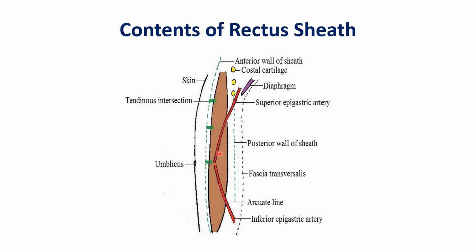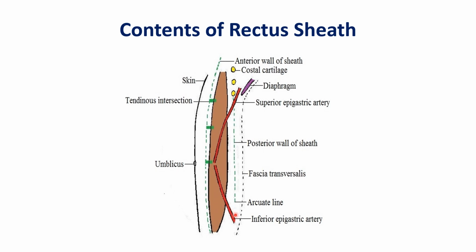Along with these superior and inferior epigastric arteries, we have the veins, superior epigastric vein and the inferior epigastric veins, and they are tributaries of internal thoracic vein and external iliac veins respectively. Then we have the intercostal nerves, the lower 5 intercostal nerves and the subcostal nerve. They are also a content of the rectus sheath.